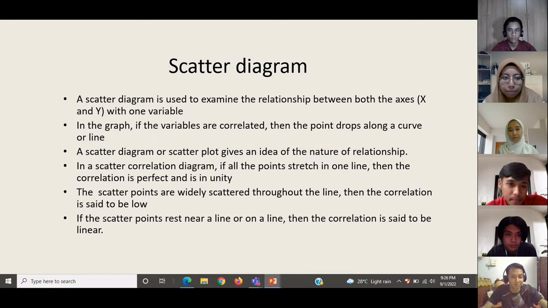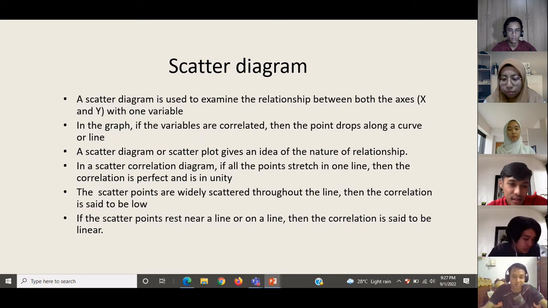For my second presentation, the topic is the scatter diagram. First, a scatter diagram is used to examine the relationship between the x and y axes, each with one variable. In the graph, if the variables are correlated, then the points drop along a curve or line. A scatter diagram or scatter plot gives an idea of the nature of the relationship.